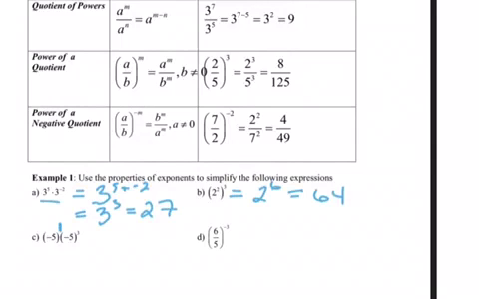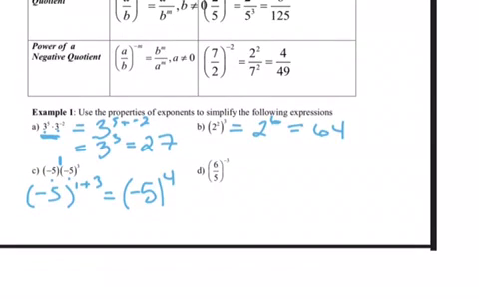Okay, so again, we have, just like part A, like bases multiplied. And so I'm going to add the exponents. So I've got 1 plus 3, which is negative 5 to the 4. So negative 5 times itself 4 times is a positive number, so I'm going to get out positive 625.